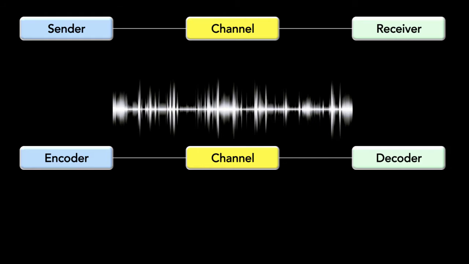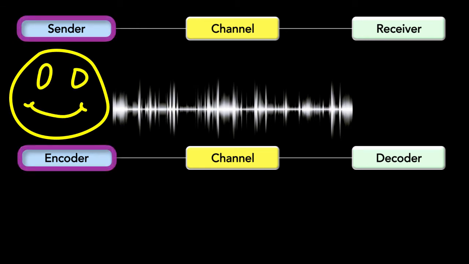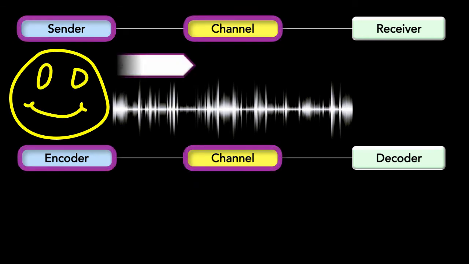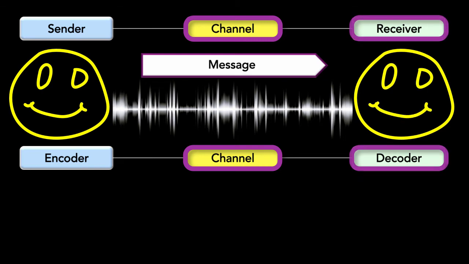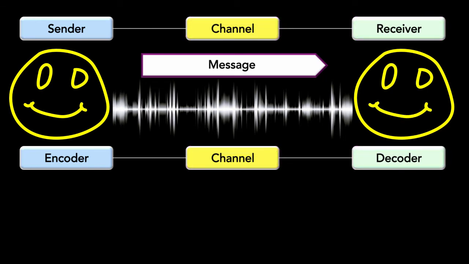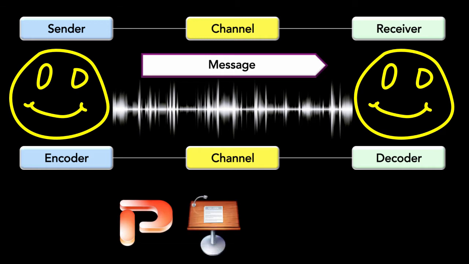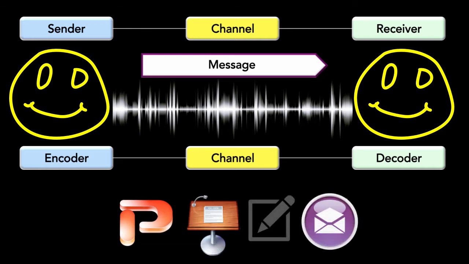Let's take a trip down memory lane and remember back to Communications Class 101. We have the encode-decode model of communication, which is the idea that the encoder, or sender, packages up a nice message that is sent through a specific medium to the decoder, or receiver. In the modern world, the channel or medium of choice is usually a PowerPoint or a keynote presentation, a proposal, an email, or other various electronic documents.